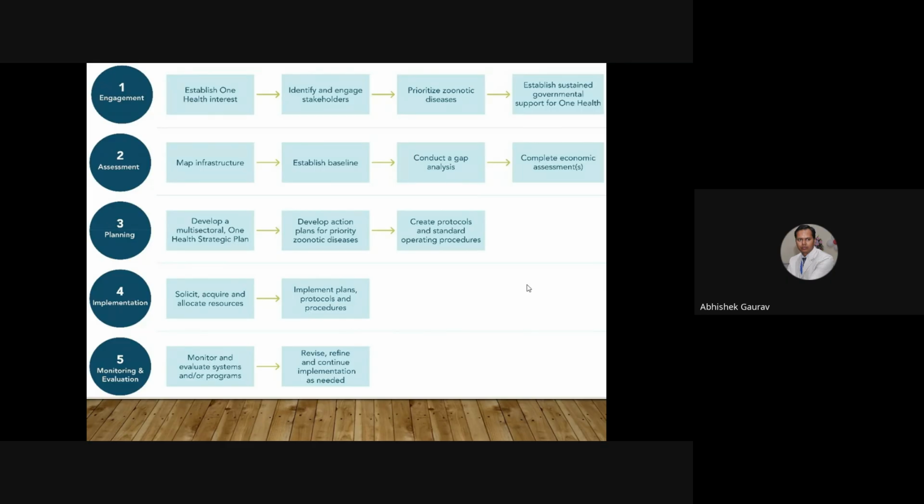And last is monitoring and evaluation. This can be internal as well as external. We can go for self-evaluation and we can also evaluate our plan. And if some suggestions or corrections are required, we can revise, refine, and continue implementation as and when required.